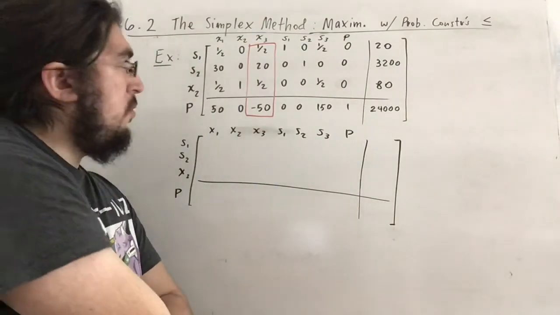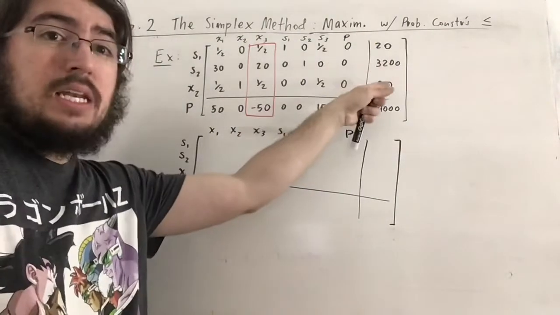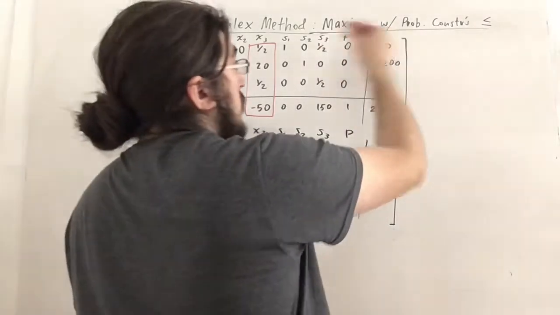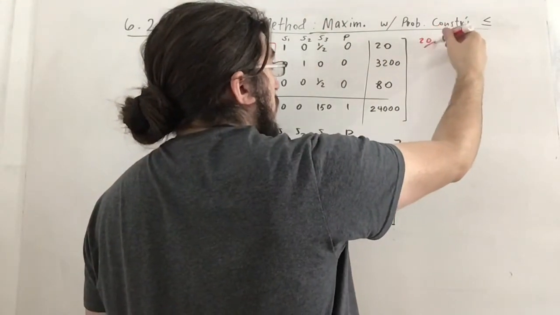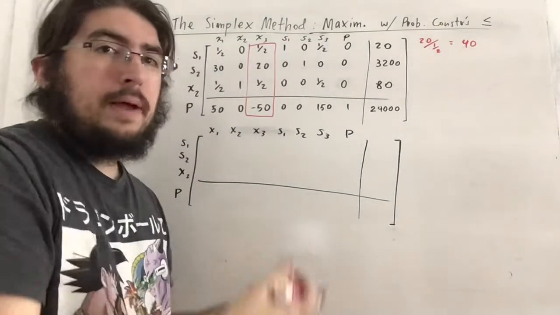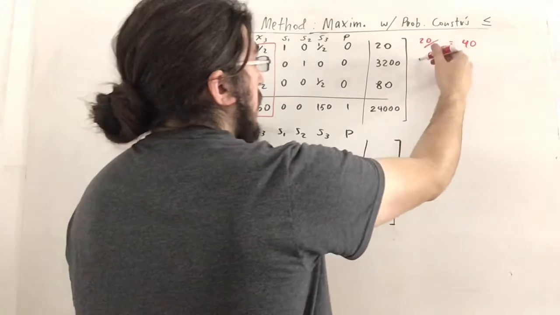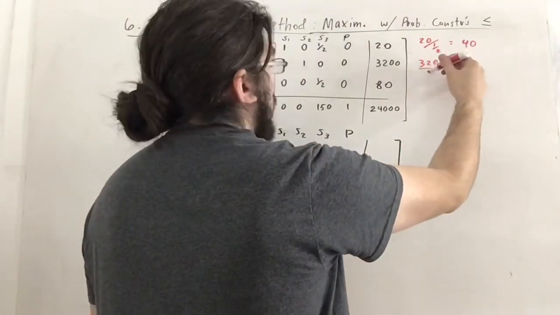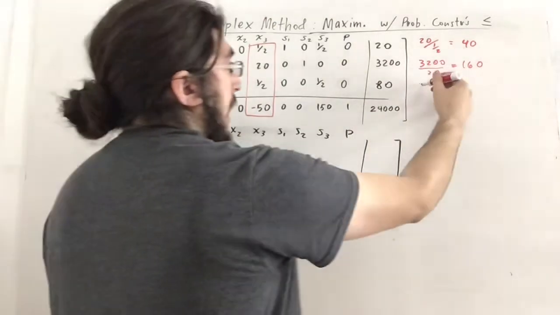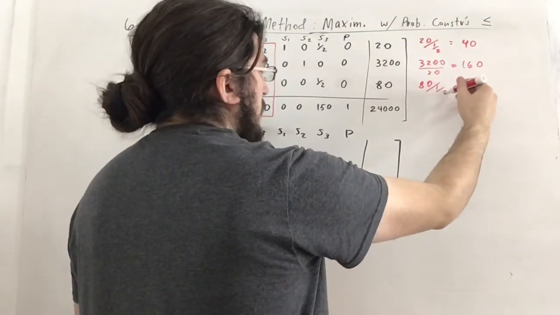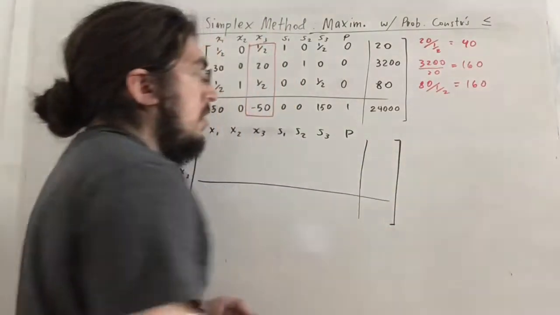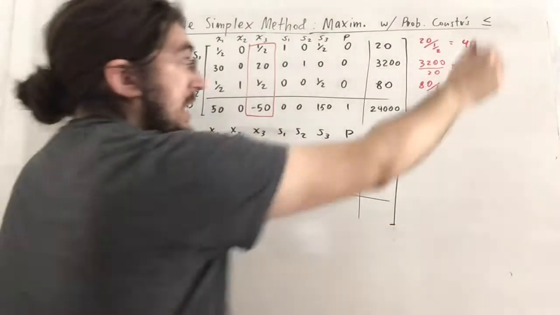Now, what is our pivot row? Well, again, we have to divide these last numbers by these entries. So let's see what we get. So we get 20 divided by 1/2, which is 20 times 2. So remember, when you divide by a fraction, multiply by its reciprocal. So it's 40. 3,200 divided by 20, that's 160. And then 80 divided by 1/2 is 160. So yeah, the lowest one indeed is the first one.